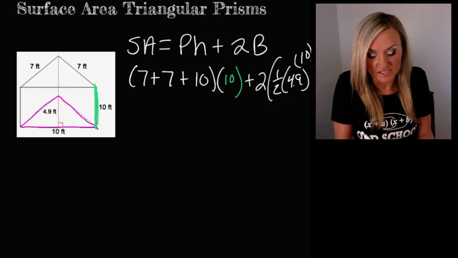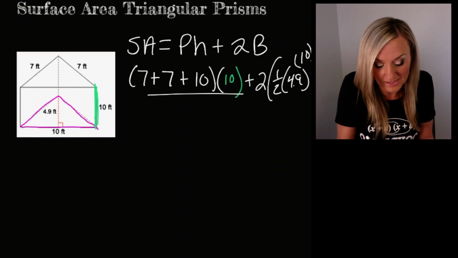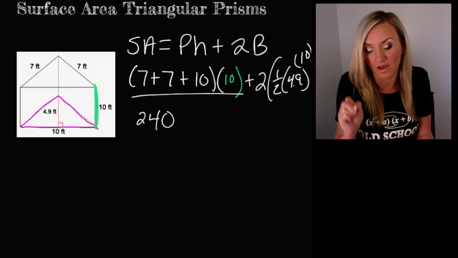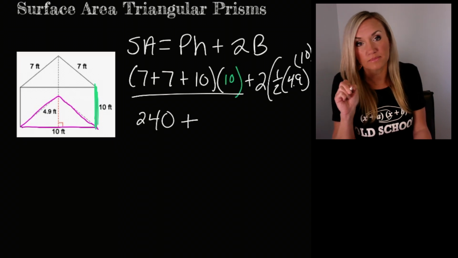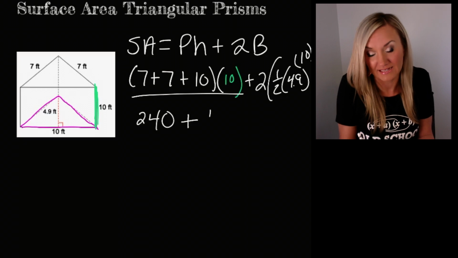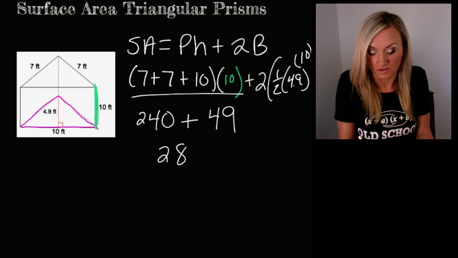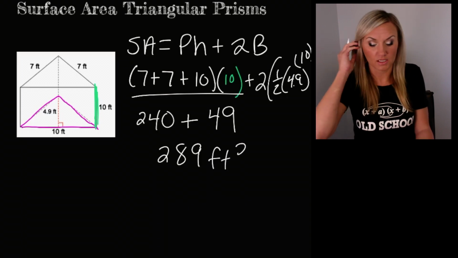So I have 7 plus 7 is 14, plus 10 is 24, times 10 is 240. Again, cool. Plus 2 times 1/2, and then I have 4.9 times 10, so that's just 49. And we have 289 feet squared. That's way better.